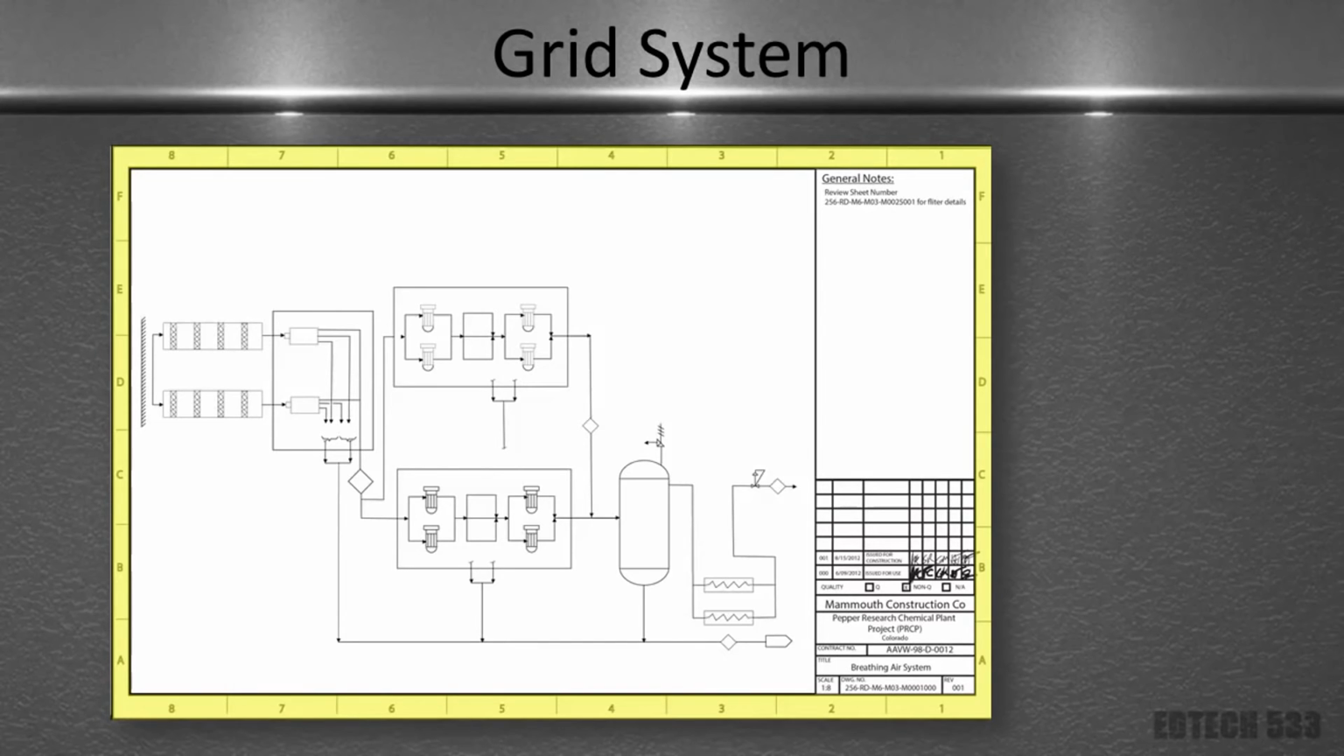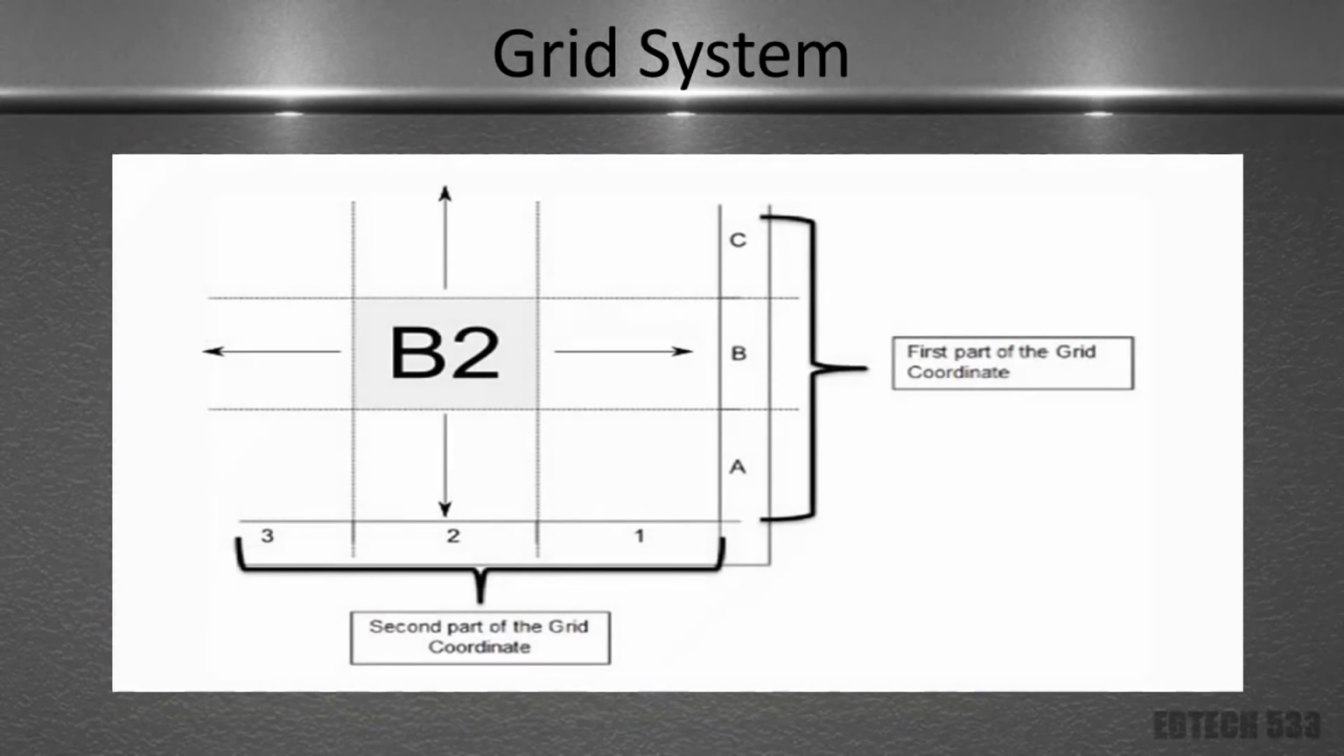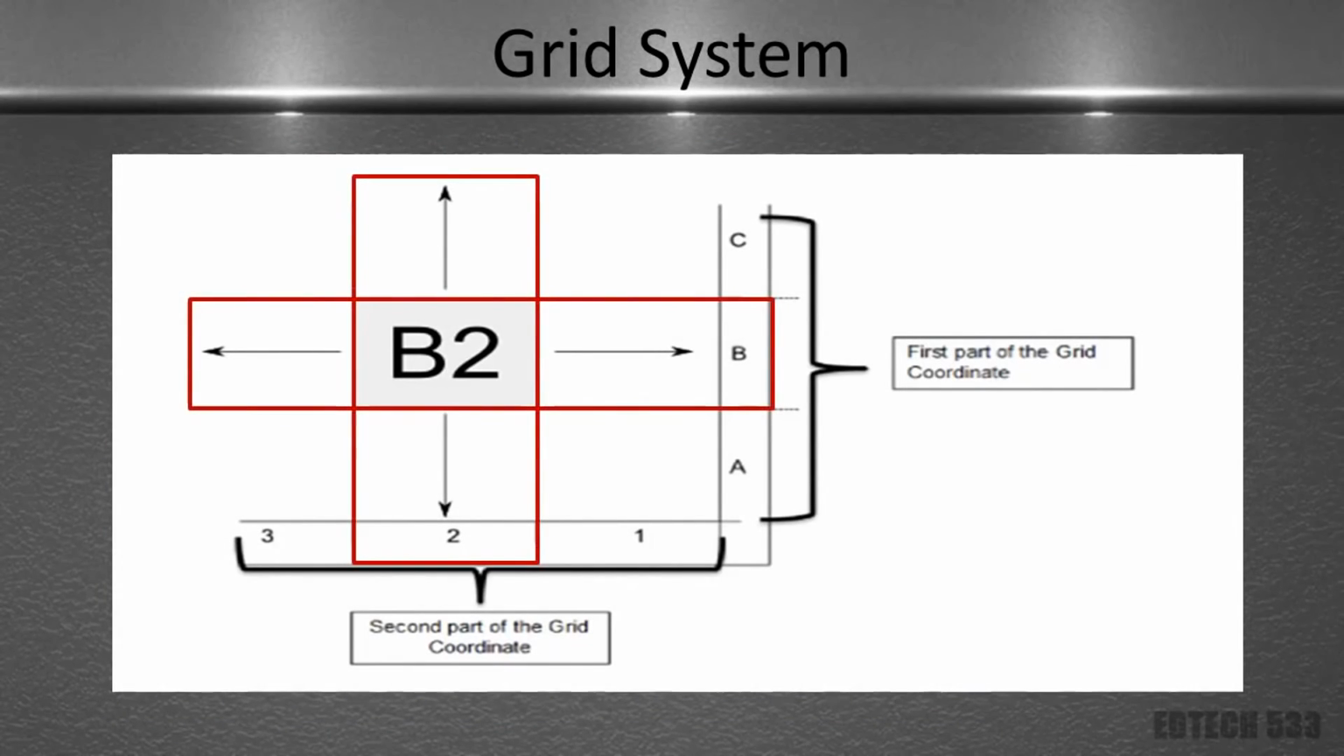So if you look here, on the left and right of the drawing we have our letters. On the top and the bottom we have our numbers. By placing those together we can get a grid coordinate. The letter will always go first. So if I look left and right, I get my letter. If I look up and down, I get my number. Where they crisscross, that is my grid coordinate. So in this example, my grid coordinate would be B2.